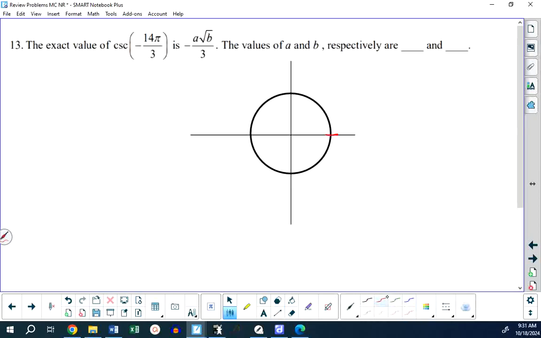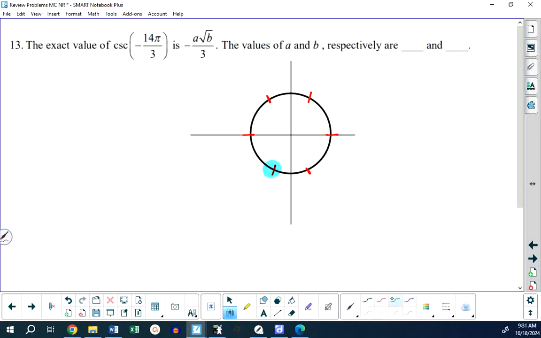They're 60-degree chunks. This should maybe be over there just a little bit, but it doesn't matter. So negative 14 means we start here and go clockwise. 1, 2, 3, 4, 5, 6, 7, 8, 9, 10, 11, 12, 13, 14. It's that point. And you're asked for the value of cosecant.